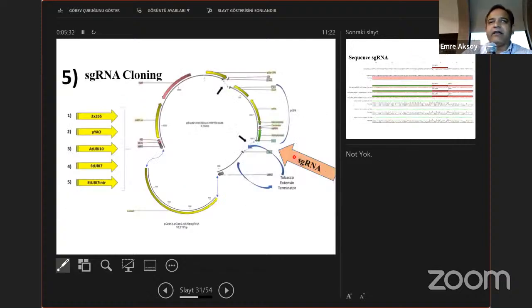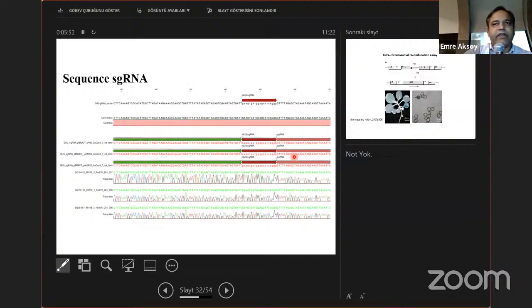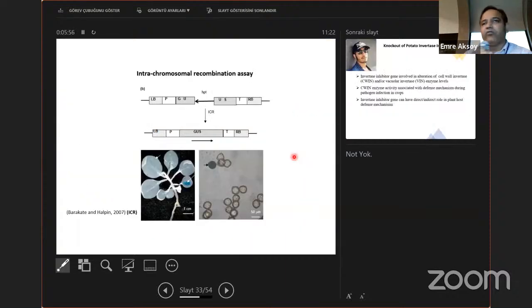And then the guide RNA. This guide RNA is, of course, against HPT, hygromycin phosphotransferase. The Gus was interrupted with this stretch, and the guide RNA was designed against this stretch. And then the sequence was confirmed. Okay, and then the intrachromosomal recombination assay: the guide RNA targeted this part, and then the Gus that got rejoined, we could see in our seedling.